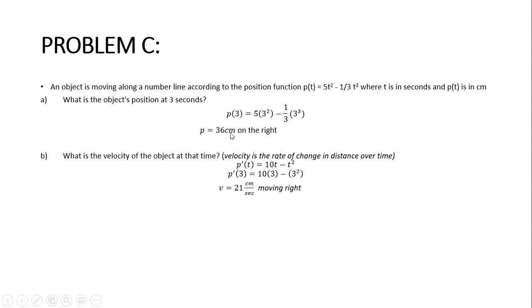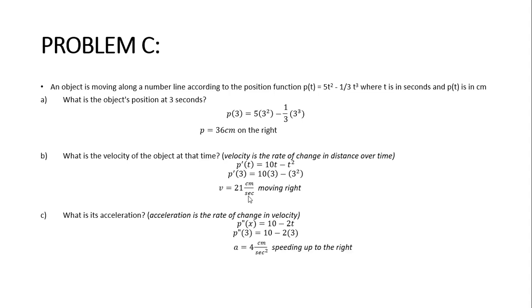So I'm 36 centimeters on the right, and I'm moving right at a velocity of 21 centimeters per second. What about my acceleration? Now that's how my velocity is changing. At the same 3-second mark, I'm going to need my second derivative, which is 10 minus 2t. That works out to 4 centimeters per second per second. Again, per second squared. I'm speeding up to the right. Again, positive velocity, positive acceleration. It does mean I'm speeding up to the right. They're both in the same direction.